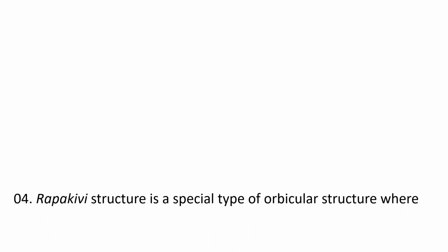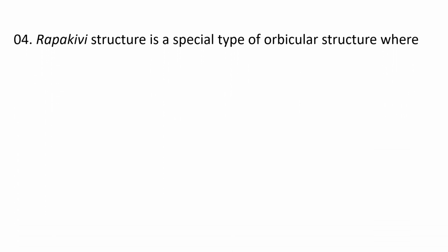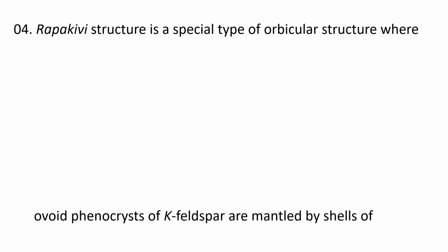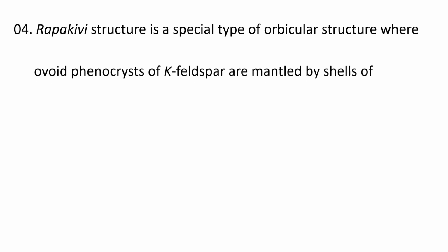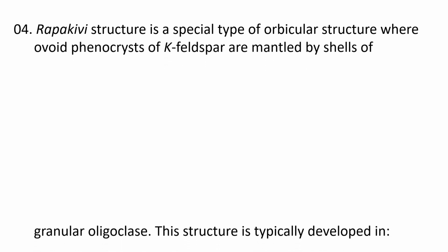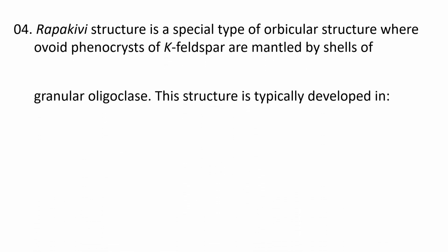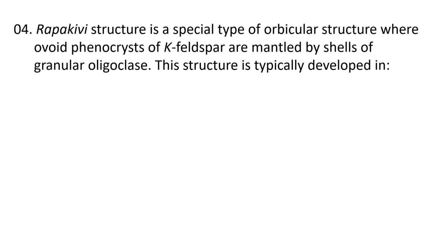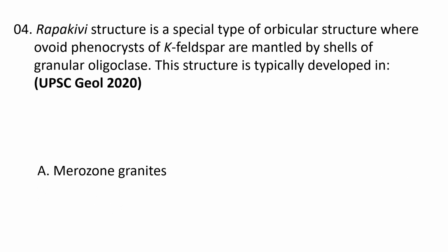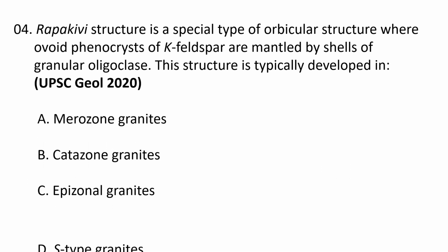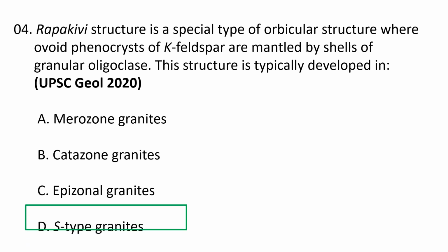Coming to the next question. Rapakivi structure is a special type of orbicular structure where ovoid phenocrysts of potash feldspar are mantled by shells of granular oligoclase. This structure is typically developed in. Choices are A. Mesozone granites, B. Catazone granites, C. Epizonal granites, D. S-type granites. The correct answer is C. Epizonal granites. You can see this type of Rapakivi structure.